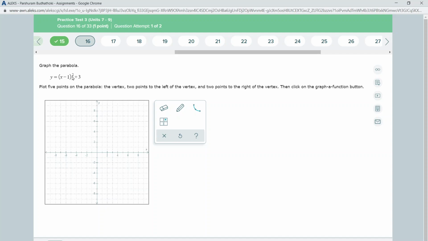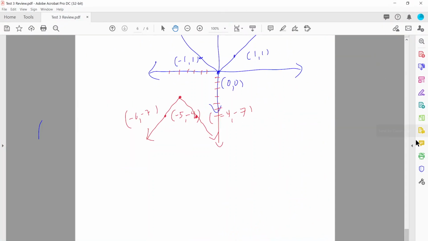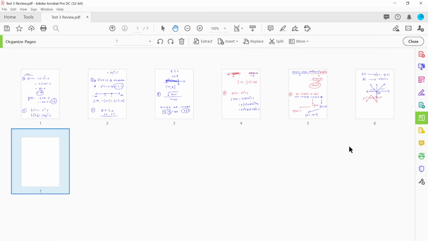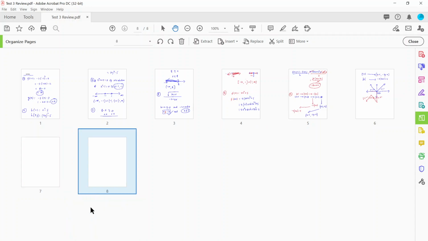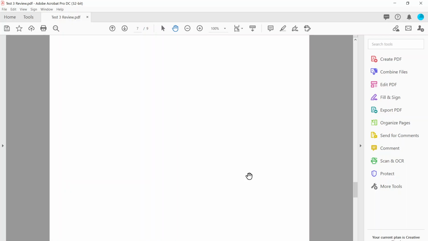Okay, so the next problem is, you have to plot the graph of a parabola, but you have to use the transformation x minus 1 squared, which takes the parabola and shifts it to the right 1 unit, and then shifts it 3 units up. So we can use the same trick here the way we did in previous problems. So let me just add some pages here. This is the next problem.